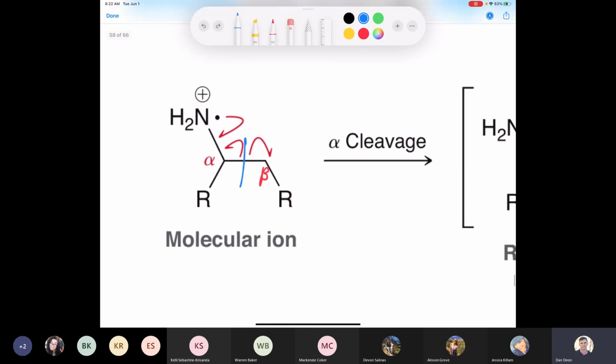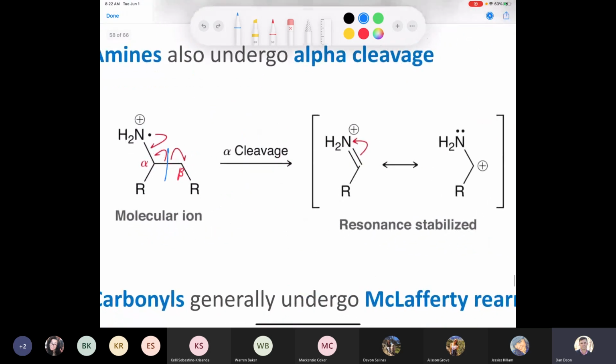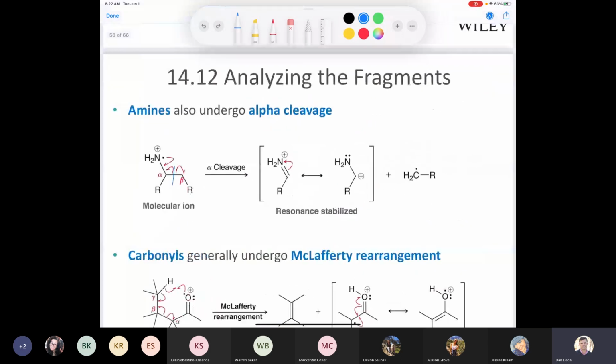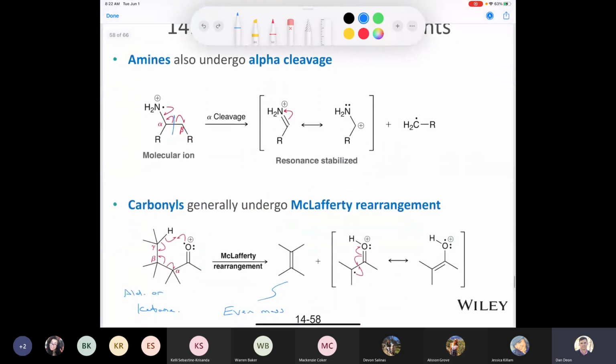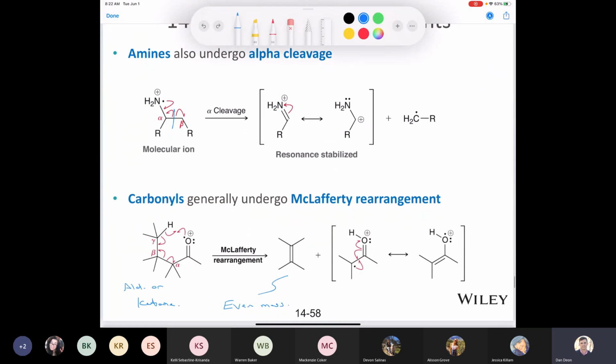Why does it happen? Well, the reason why is just like with the alcohol, you end up with a fragment that is charged and it's resonance stabilized. So that's why alpha cleavage is so common in amines. The same reason as in alcohols. There's one more type of fragmentation that we look at in Chemistry 3101. We only see it with aldehydes or ketones.